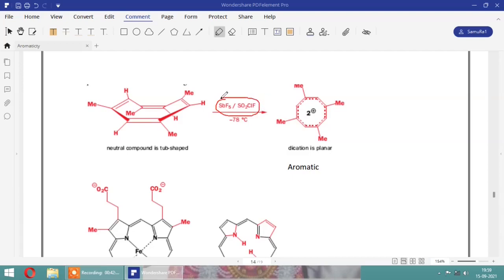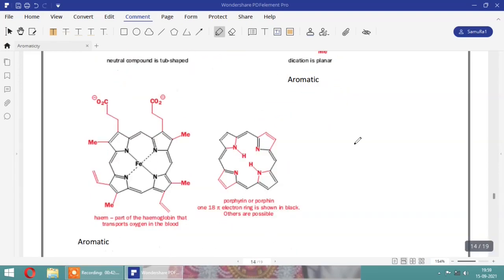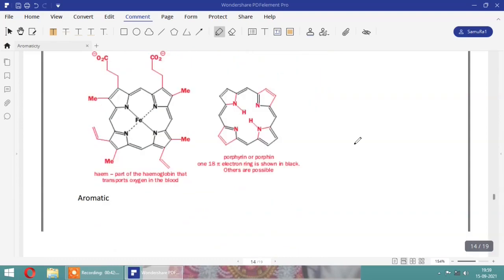it gives an aromatic compound, which gives a dianion, which is an aromatic compound, and a dication which is planar. So this is aromatic. And this is a part of hemoglobin that transports oxygen in the blood. This is aromatic. And porphyrin, which contains 18 pi electrons, is aromatic.